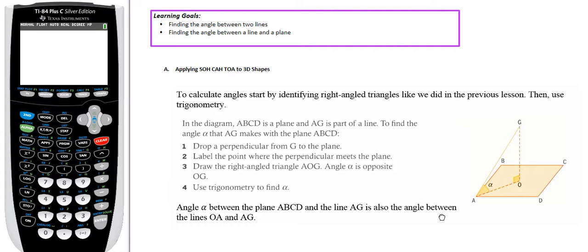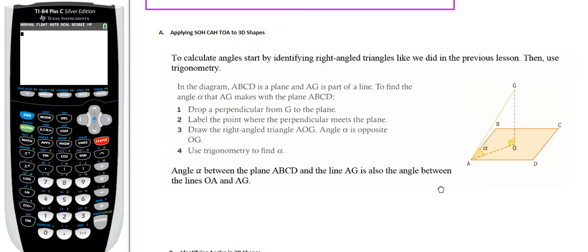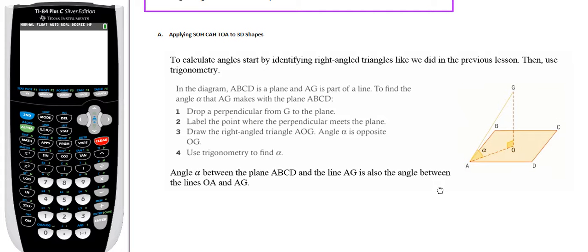So one of the first things to be mindful of is how we can apply SOHCAHTOA to our three-dimensional shapes. So here's an example that walks through the steps for you. The first step is always to identify the right-angled triangle within the shape, which is what we did in the first two lessons. Then we can apply what we already know about trigonometry, so things like SOHCAHTOA and the Pythagorean theorem. So here's an example where you have a plane that's based on four vertices, A, B, C, and D. That creates the flat plane.